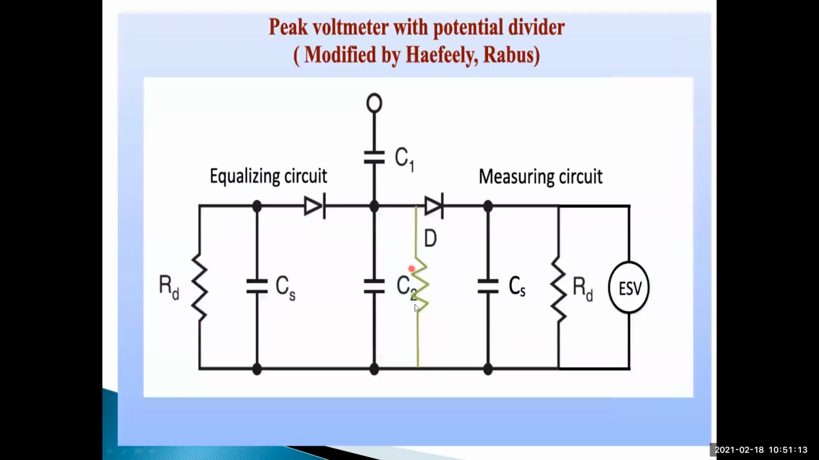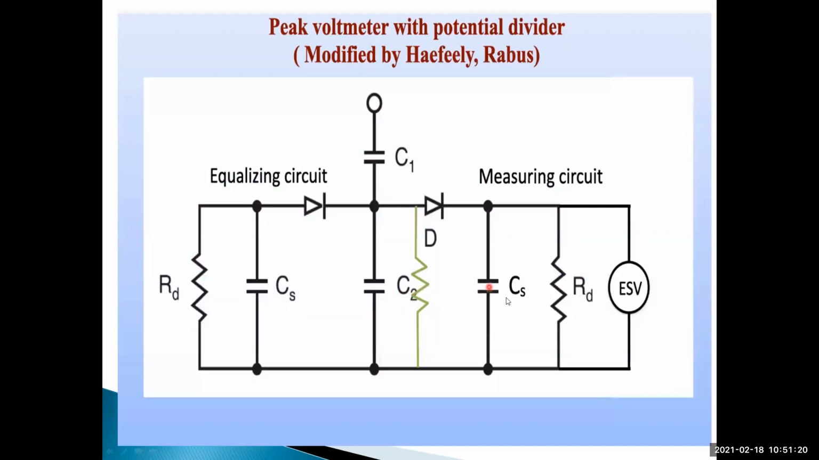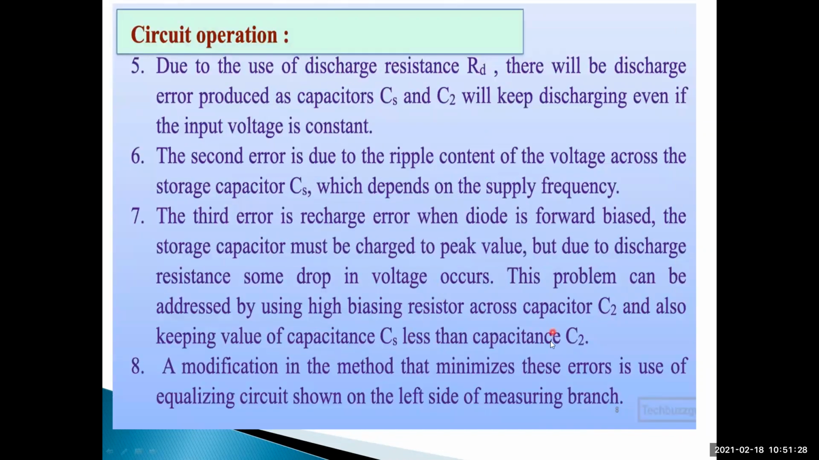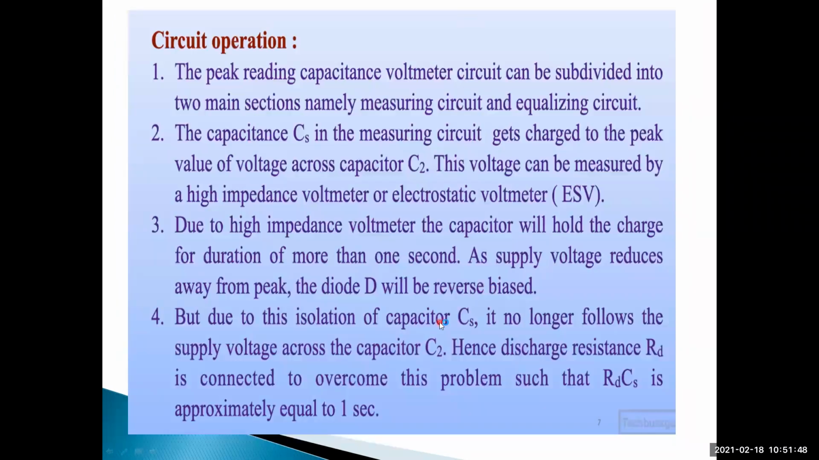So this is called the biasing resistance that is connected. So CS is less than that of C2. Understood? Then only CS is less than that of the capacitance C2. If C2 is higher, then the diode is forward biased, and the measuring equipment is connected into the circuit. If CS is higher, the measuring circuit is isolated. So that is the problem we are facing because of peaks and ripples in the capacitor. So that can be avoided.